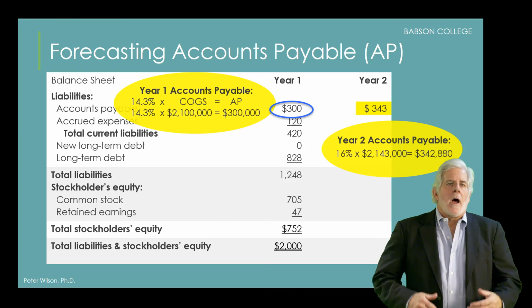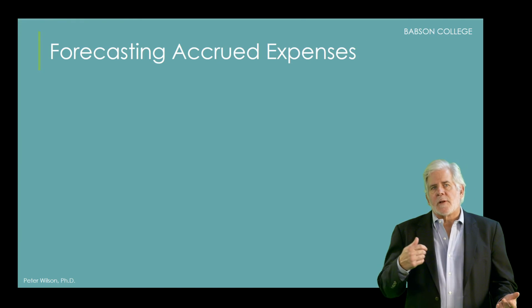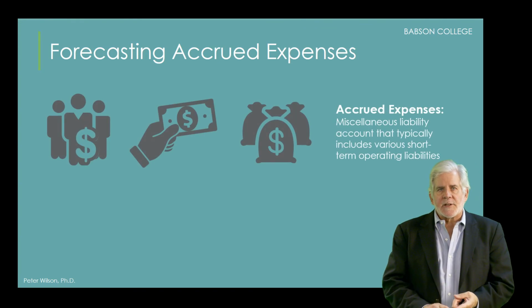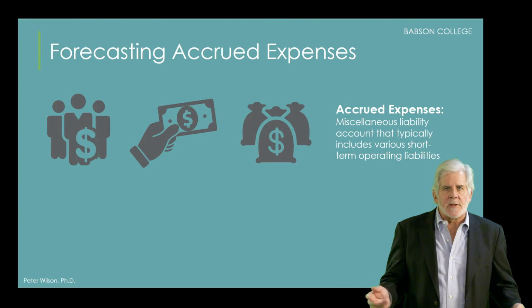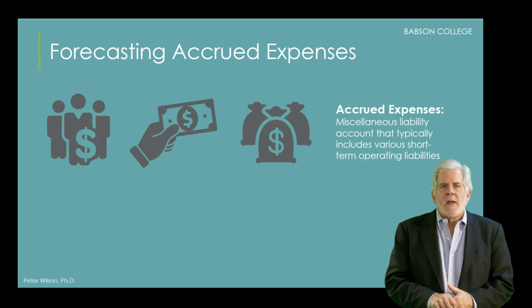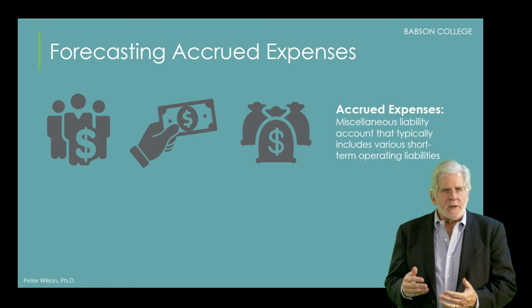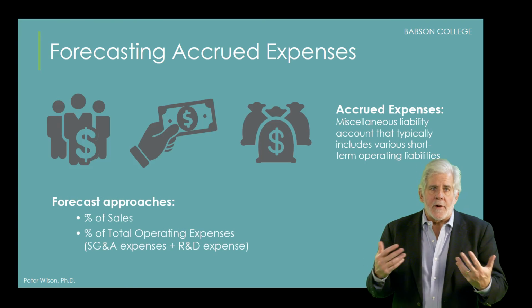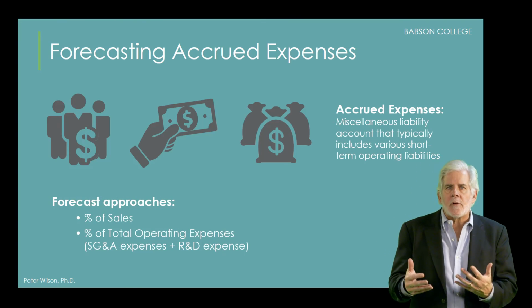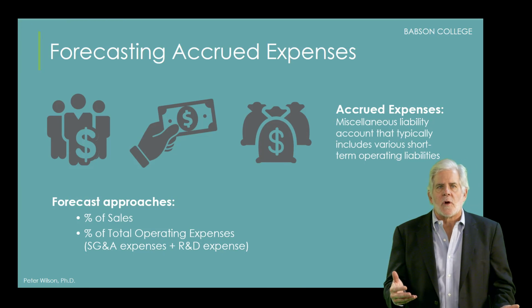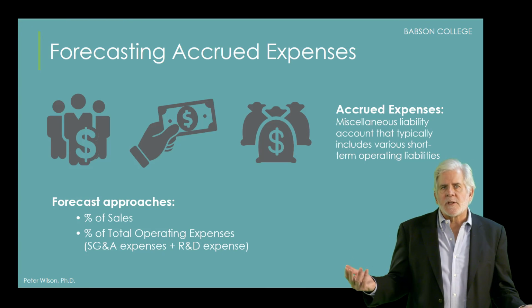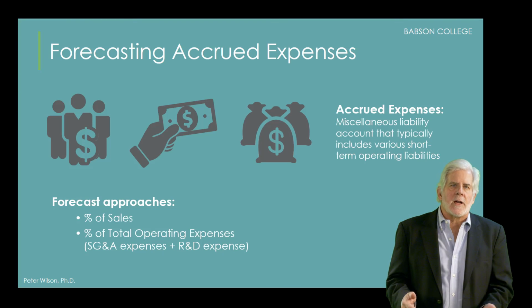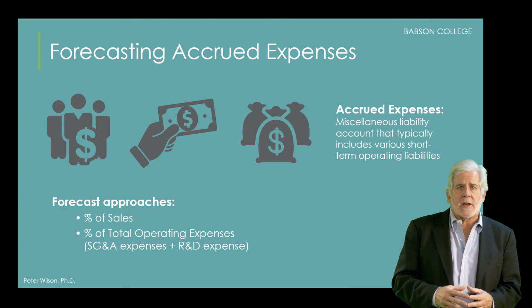Other current operating liabilities include accounts like wages payable, taxes payable, other accrued expenses, and other current liabilities. These accounts are usually forecasted as a percent of sales, or if they are more directly related to a particular expense account, such as cost of goods sold or selling, general, and administrative expenses, they could be forecasted as a percentage of those expense accounts.